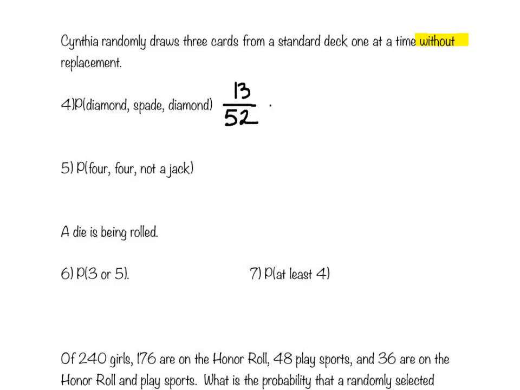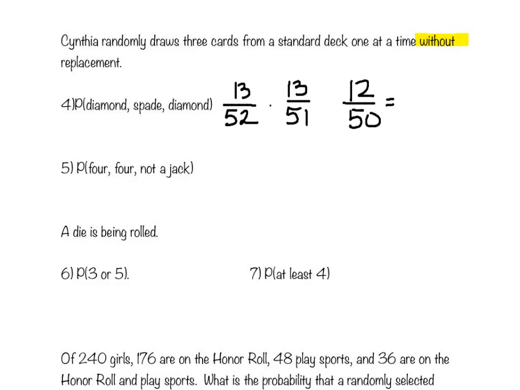So then the second event would be selecting a spade. So how many spades are in the deck? There are 13 now out of 51. Okay, and then the third event, the diamond, there are now only 12 out of 50 cards.